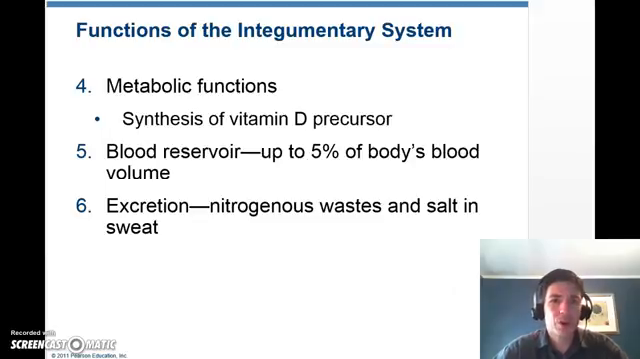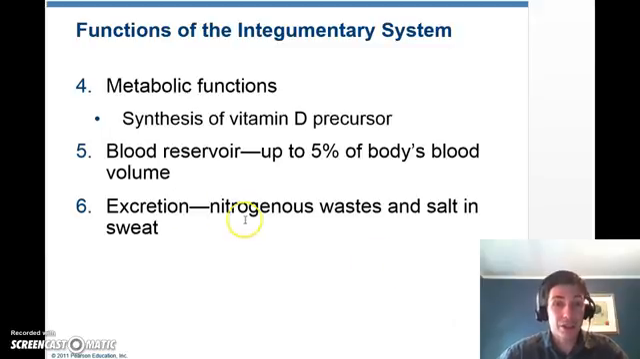So the blood reservoir part just means, and you want to be able to say on the essay question, that up to 5% of your body's blood can be stored in the skin. So you want to think of this in terms of if you're super hydrated, your blood volume goes way up. And you don't want your blood pressure to go up and down dramatically with your hydration state, so your skin can serve as a reservoir for your blood volume.